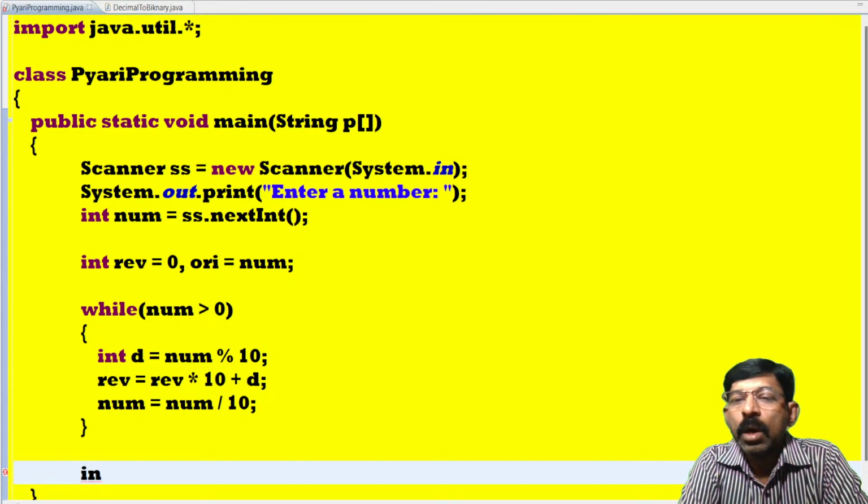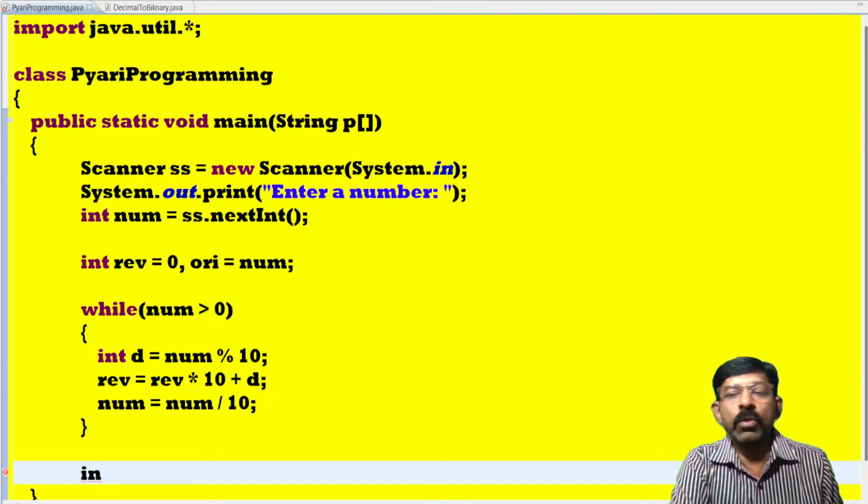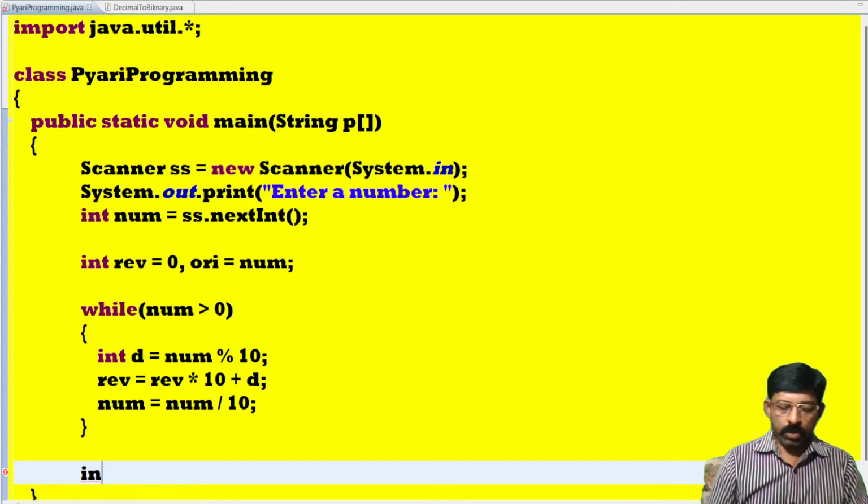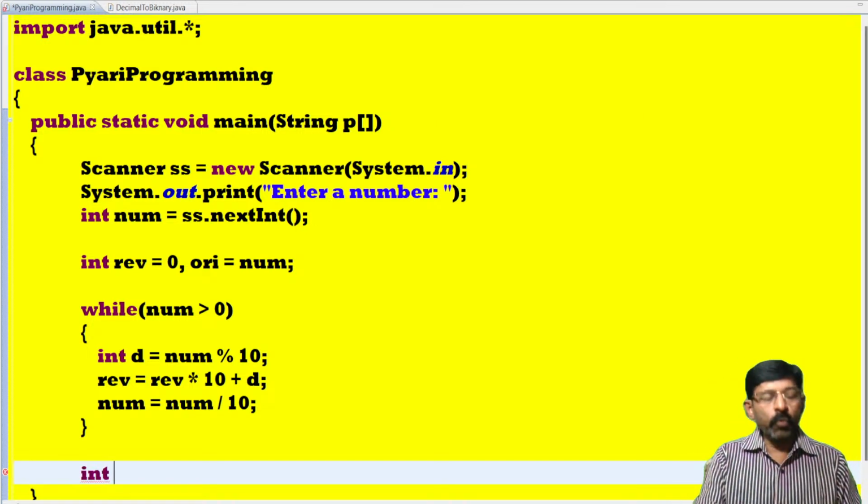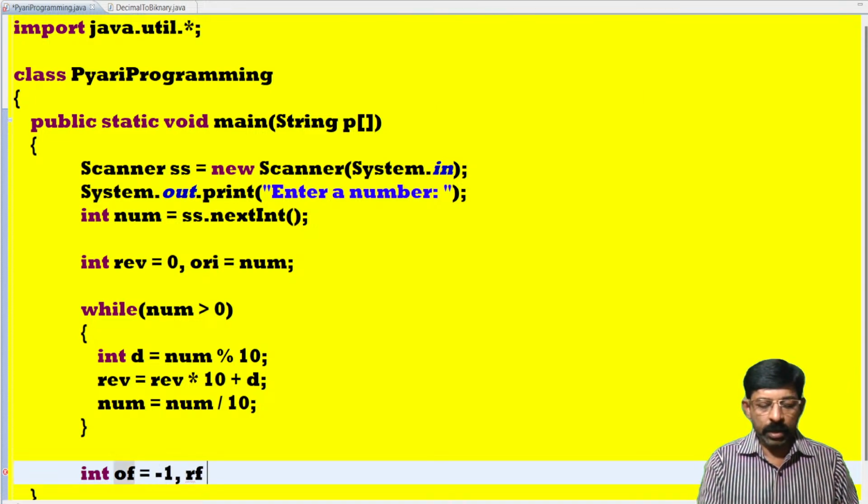Good. Yes, quickly give your information, whether you want flag based. Okay, so int, I need to take two flags. Original flag is equal to -1. Reverse flag is equal to -1.